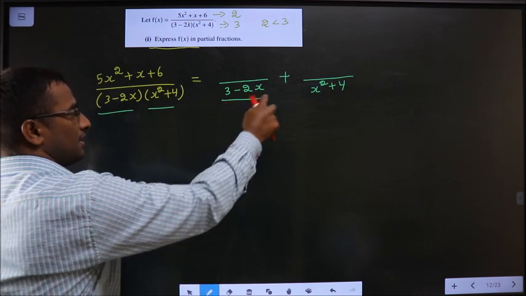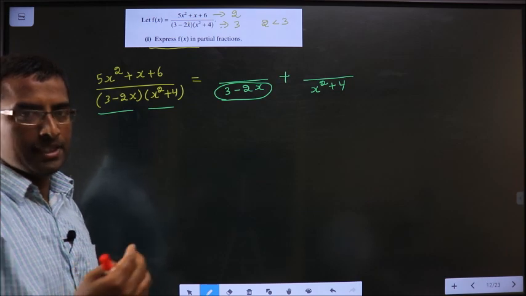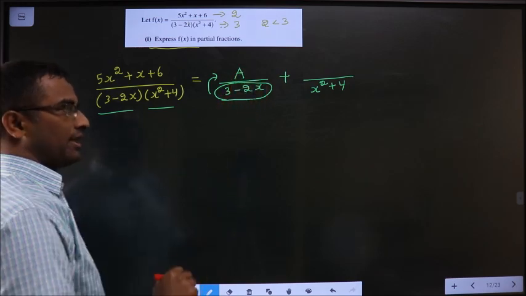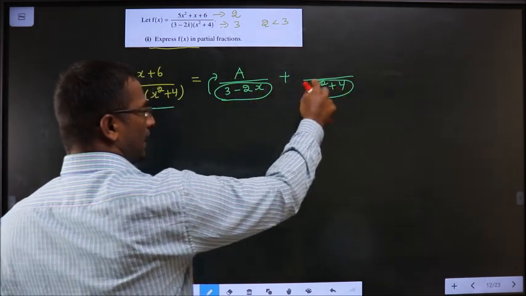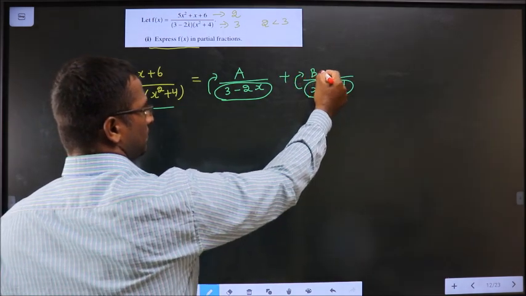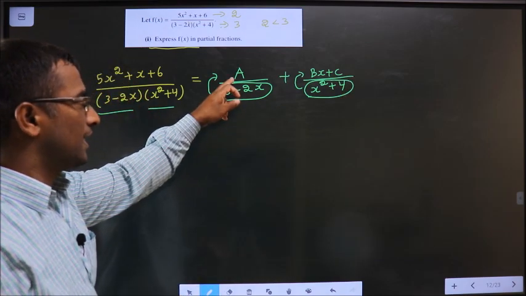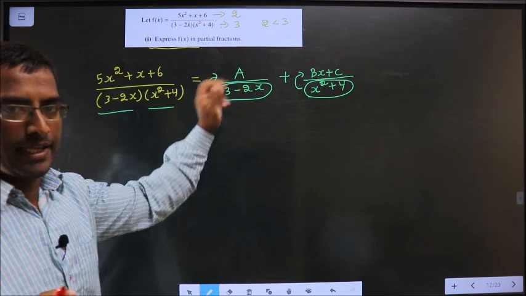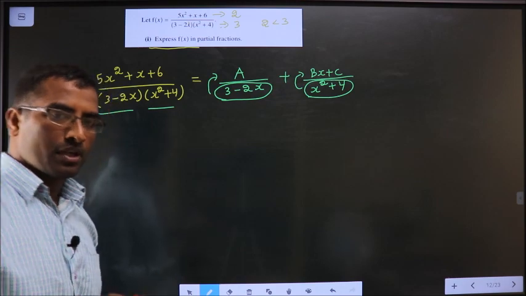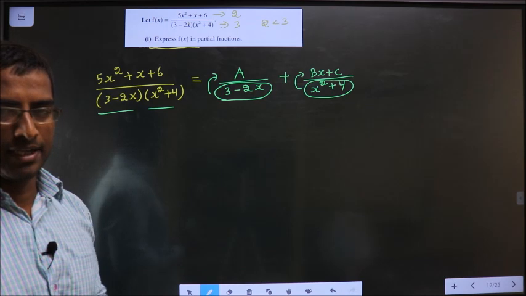Now see, this is a linear equation. In the denominator it is linear, means numerator should be a constant. Now here, this is a quadratic, then numerator should be linear. So let us say bx plus c. Clear? If this is linear, numerator should be constant, say a. If this is quadratic, numerator should be linear. Clear? Now we need to find the values of a, b and c and replace in this. That will be our final answer.